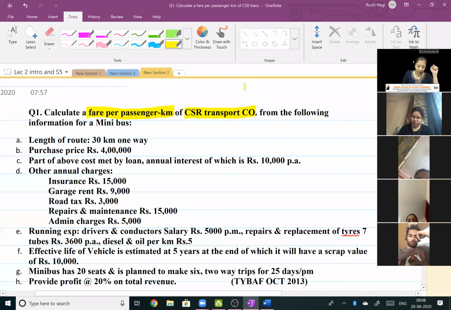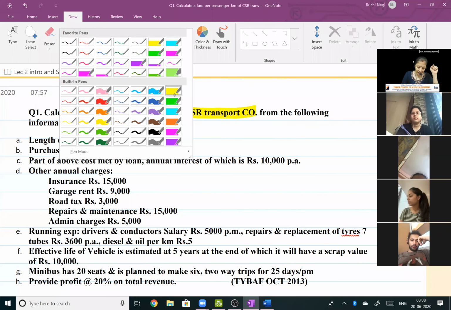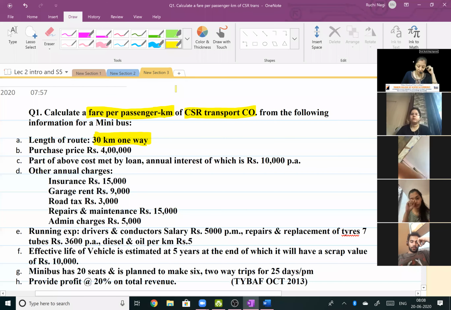Next, length of a route. So this is 30 kilometers one way. Okay, 30 kilometers one way they have said. So kilometers run is 30.